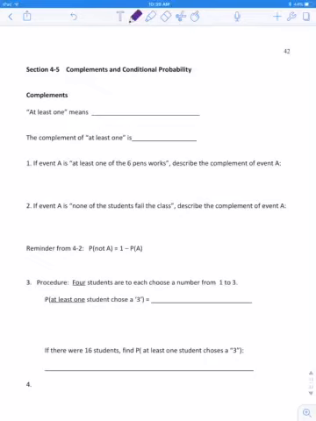Talk about complements and conditional probability. So we're going to use complements when we see the words "at least one." And we want to remember that the words "at least one" means one or more. The complement of at least one, everything that's in the sample space that's not at least one, is none.